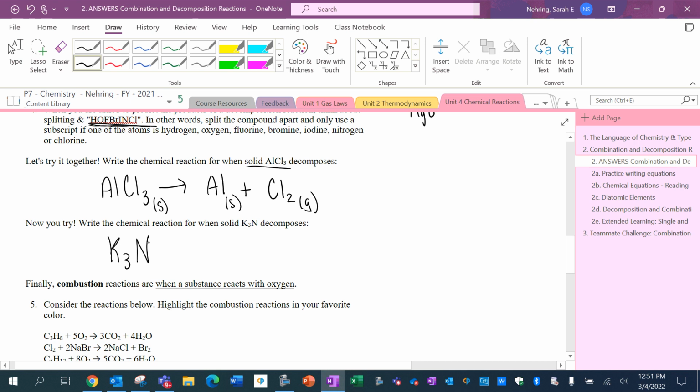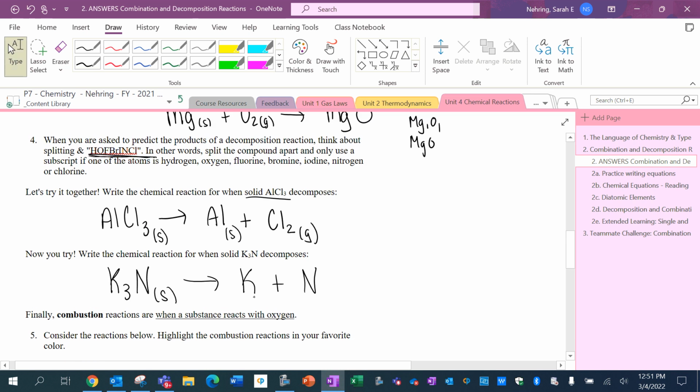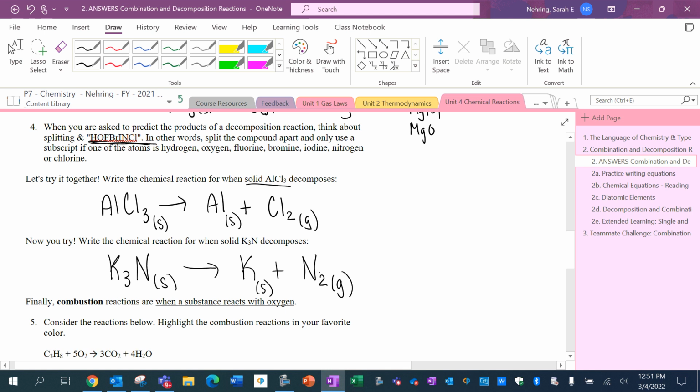All right, now let's look at K3N. Potassium nitride is going to break down into its elements, K and N. Then ask yourself, are they part of the Hofbrinkel? K is not, so it just stays K. But N is part of the Hofbrinkel, so it is diatomic, which means it's N2. On my periodic table, I would notice that K is a solid, and N2 is one of my red gases. It's not actually red, but it looks red on the periodic table.